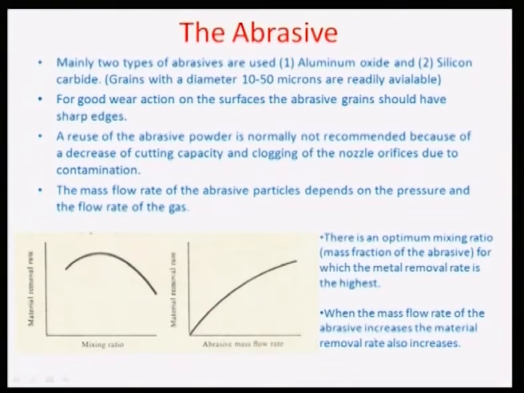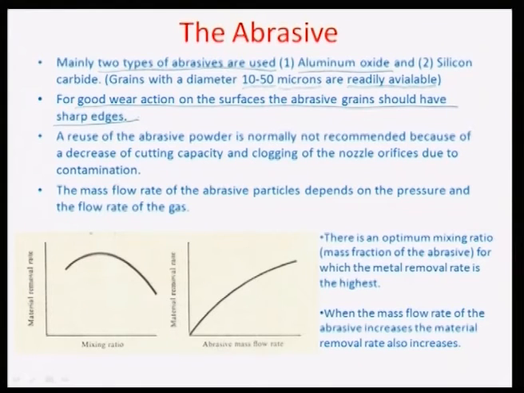So, when we look at the quality of the abrasive, mainly there are two types of abrasives which are commonly used in the industry: aluminum oxide and silicon carbide. The diameter, as we already mentioned, is very often in the 10 to 50 microns range for these grains, although 25 to 30 microns is what is most commonly used. And basically for good wear action on the surfaces, the abrasive grains should have sharp edges, because the sharper the profile of the grain, the better is the impingement of these grains on the surface, and the higher would be the MRR because of that.